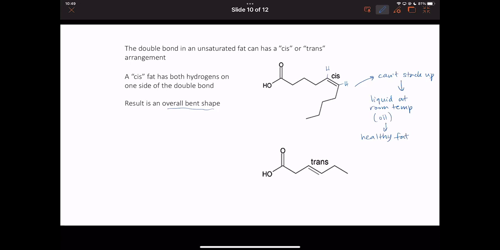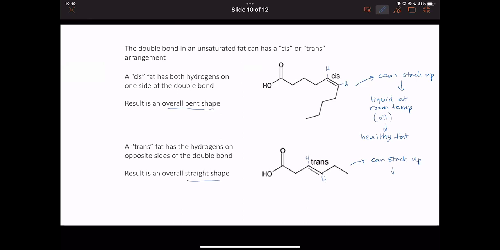And this compares to the trans fat. So this is a trans fat, which has the hydrogens on the opposite sides of the double bond. And this results in an overall straight shape. And that overall straight shape can stack up. And when they stack up, this becomes a solid at room temperature.